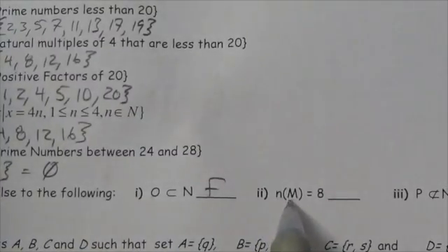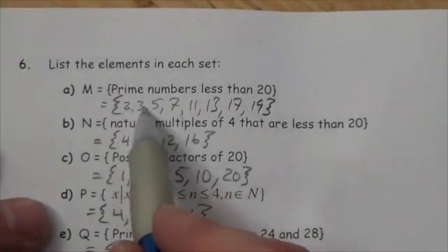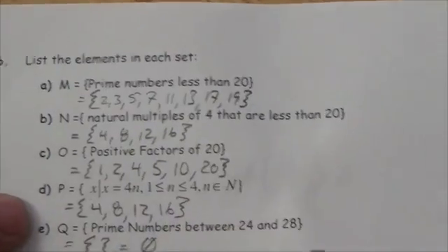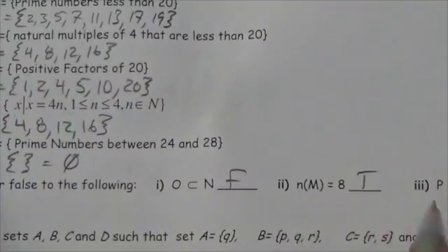Is the number of elements in M 8? Let's go to M. 1, 2, 3, 4, 5, 6, 7, 8. Yeah, that's true. The number of elements in M is 8.